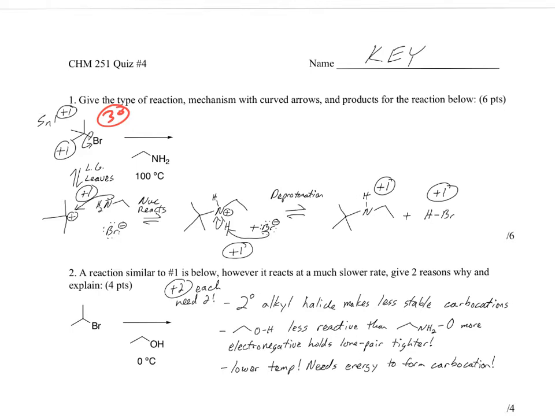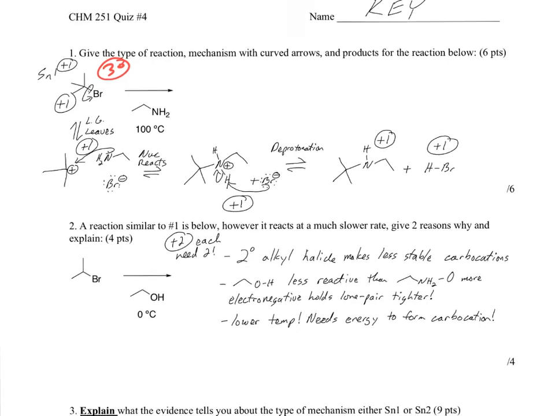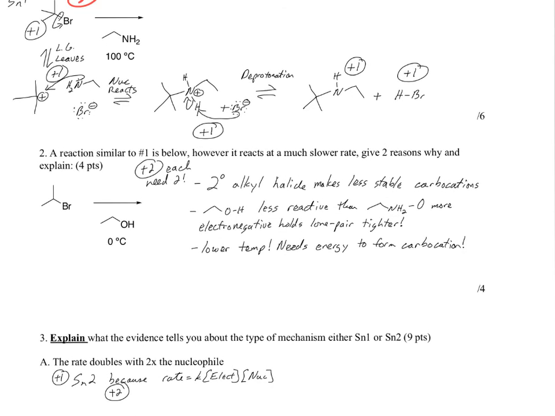Lots of people also, when they do this nucleophile reacts, these carbons get lost, these hydrogens fall off for some reason. Only do one thing at a time. Make sure you slow it down. We did relatively well on this.